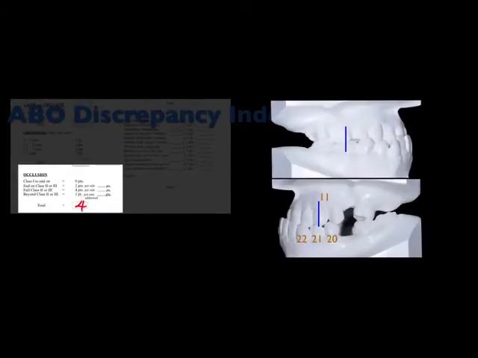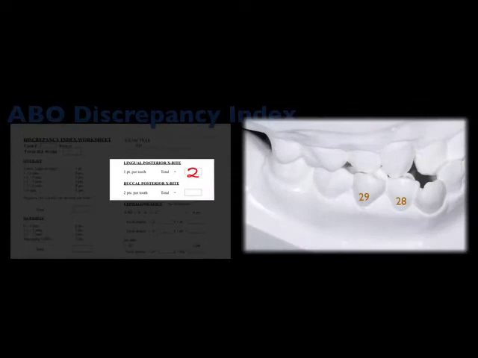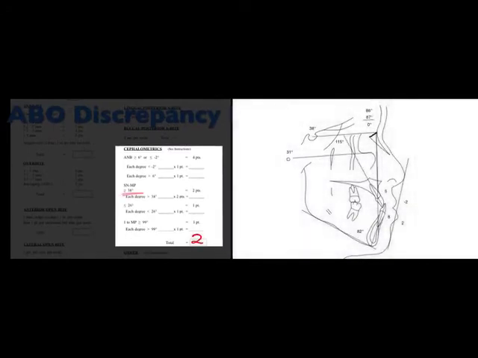On the right side, the molar relation was clearly near class 1. But on the left side, the first molars were missing. The canine revealed a full class 3 relationship. There was a lingual crossbite in the right premolar area. When we turn to cephalometric analysis, the mandibular plane angle was on the borderline of deduction.